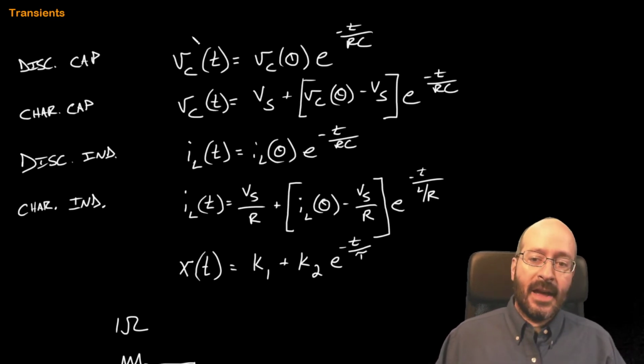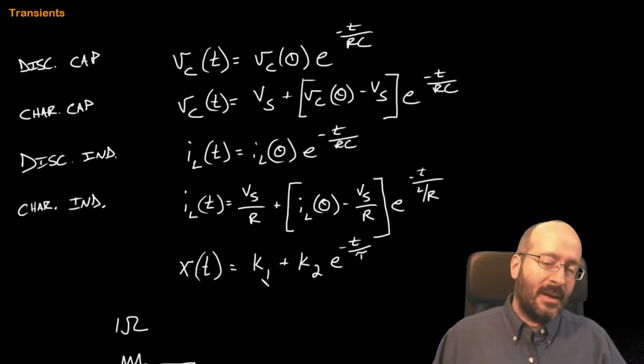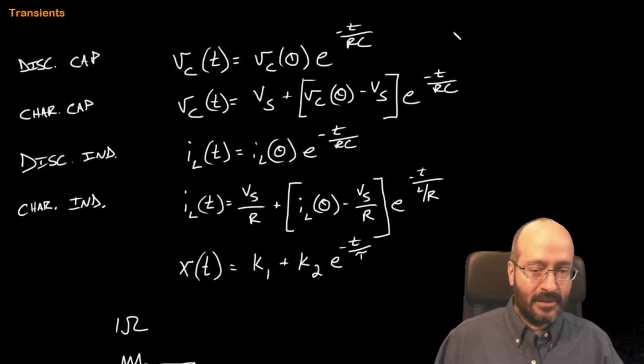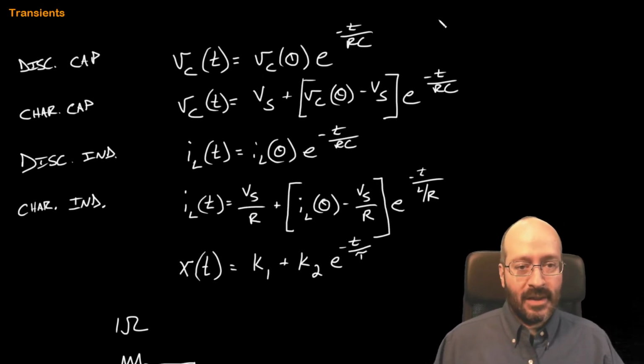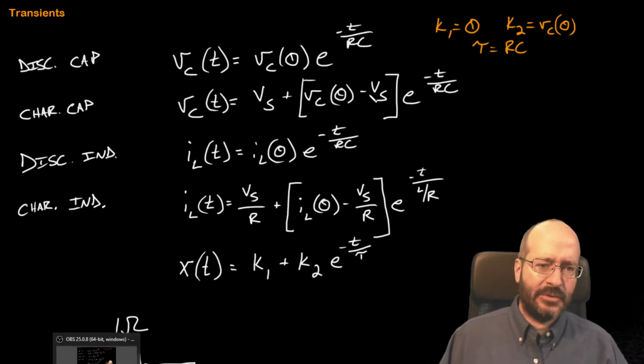So if we look at this voltage, the discharging capacitor, there's got to be some constant term by itself. And there is, even though it doesn't look like there is. Okay, we say that this is K1 equal to 0. K2 in this case is equal to Vc of 0, and tau is equal to Rc. It's really that simple.